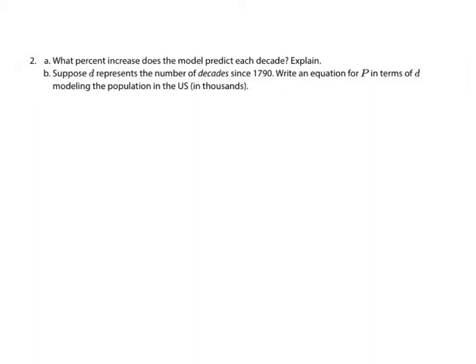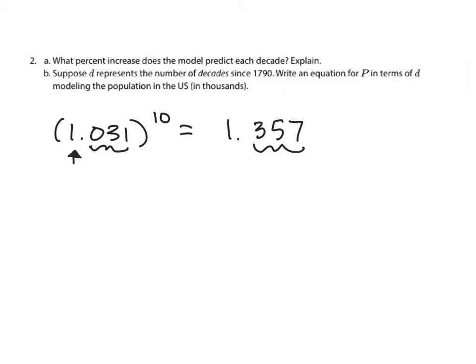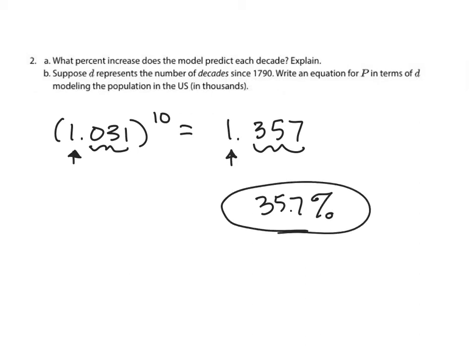Number 2, what percent increase does the model predict each decade? Explain. So we go back to what we did in number 1. If we just talk about the decades, I'm at 1.031 raised to the 10th power. Handy dandy calculator. If I look at that, 1.031 raised to the 10th power, I'm at 1.357. That is the percent increase with the 1, so this right here is my new percent increase, with the 1 as it's going back to 100%. So 35.7% increase would be my answer for part A.